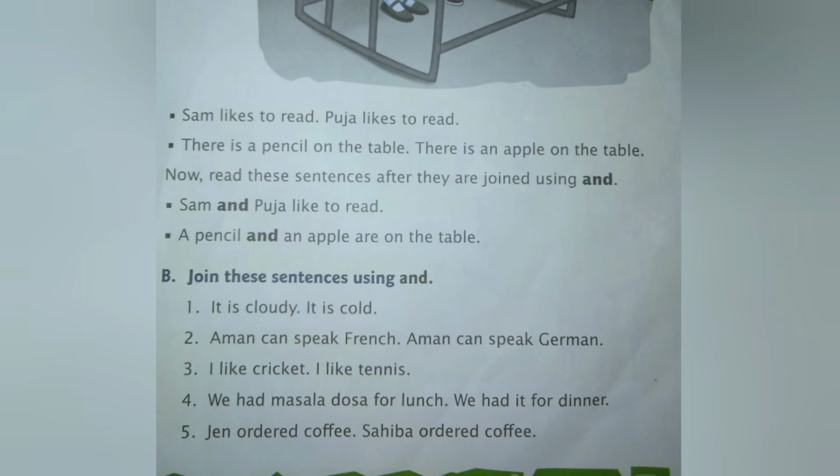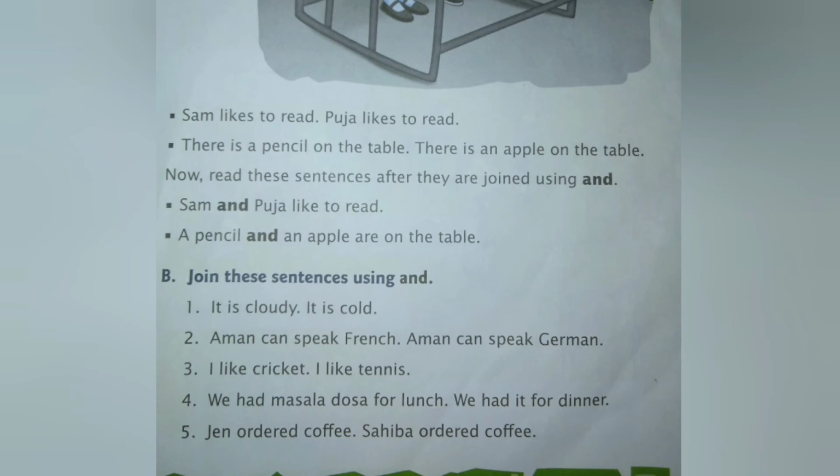So, Aman can speak French. Aman can speak German. So, the common words here are Aman can speak. So, let's ignore that and make that in one sentence. So, here, Aman can speak French. Then, our connecting word, let's try that. And German. And German.